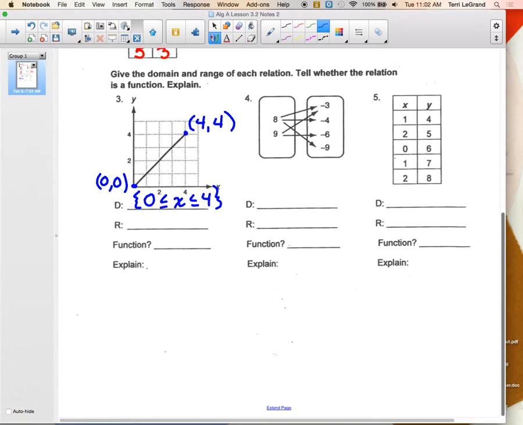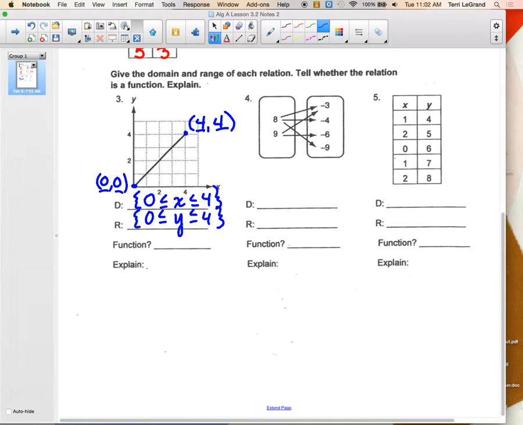Same thing, okay? 0 is less than or equal to x is less than or equal to 4. Except you have to put the y instead of the x, because the range is made up of the y values, not the x values. So we got to change that x out in the range to a y. So the smallest x value was 0, the largest x value was 4. So we started with 0, we ended with 4. The smallest y value was 0, the highest y value was 4, so we started with 0, ended with 4.